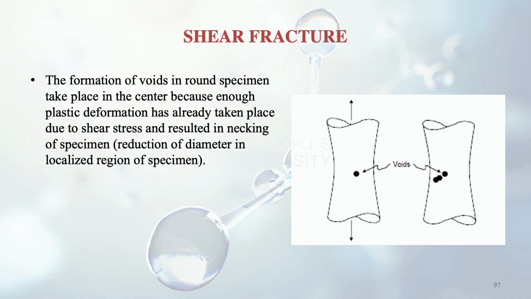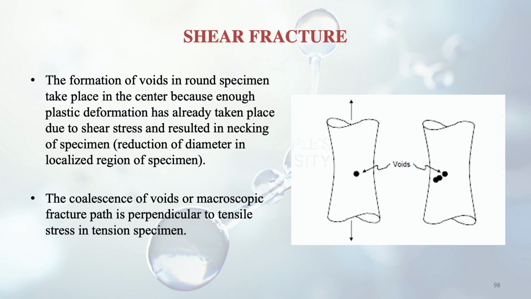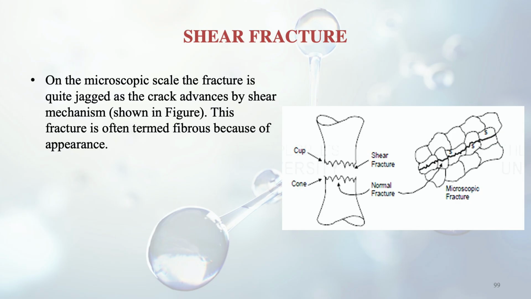Then there will be a reduction of diameter in a localized region of the specimen, like we have studied in the case of the stress strain diagram also. Then these voids will coalesce, and the microscopic fracture path will become perpendicular to the tensile stress in the tension specimen. So if this is the tensile stress path, then these voids will coalesce like this.